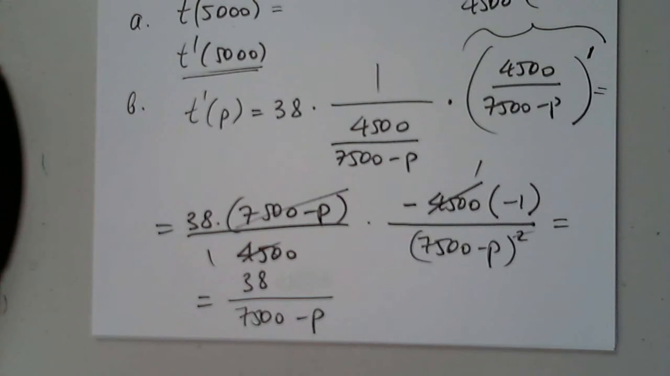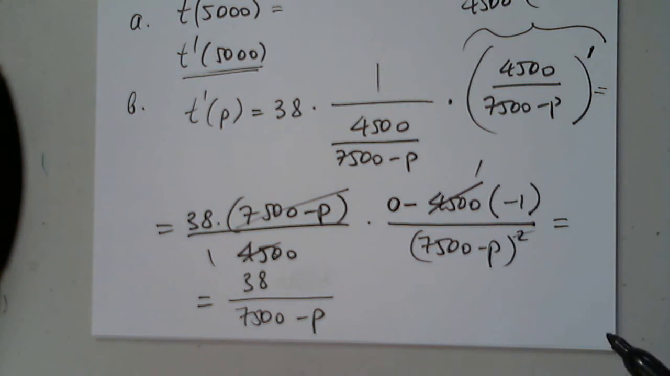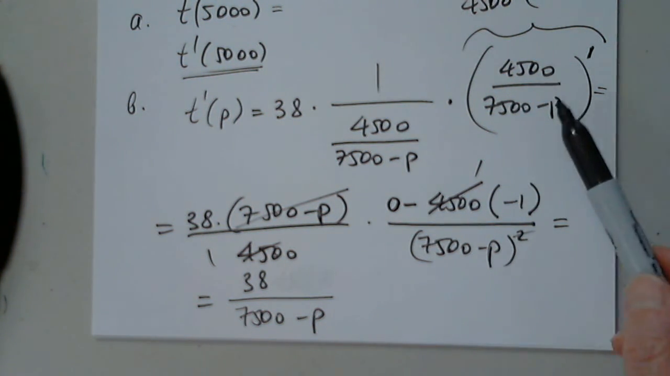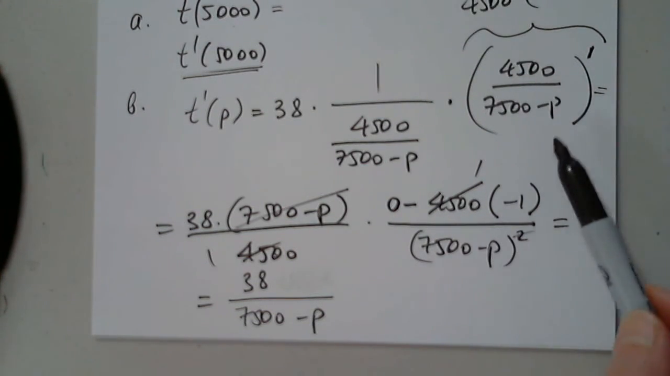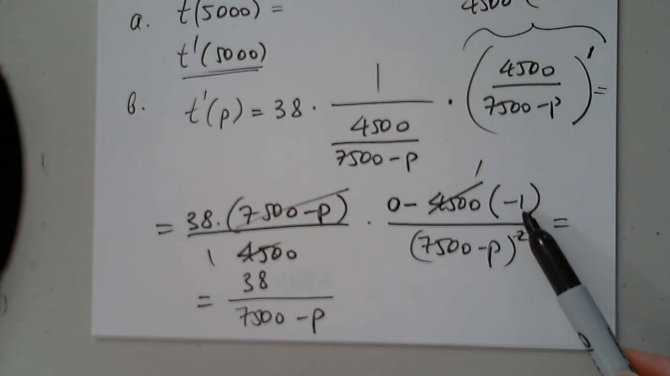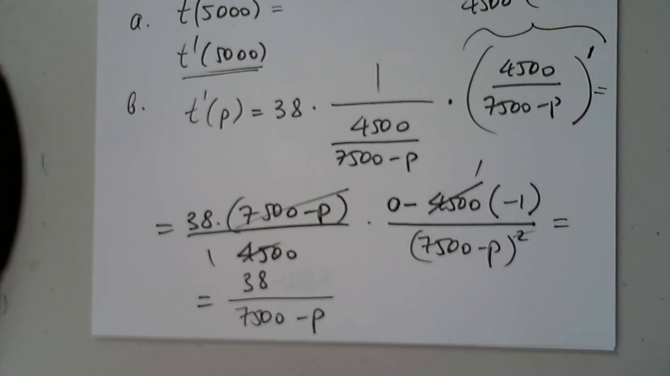4,500 minus, if it is prime, it's going to be 0. Yes, so there is a 0 in front here. The top function prime is 0 times the denominator, so it's 0. Minus from the formula, the numerator times the denominator prime, which is -1. So that's why it's confusing. Sometimes the quotient rule is confusing when the numerator is a constant.